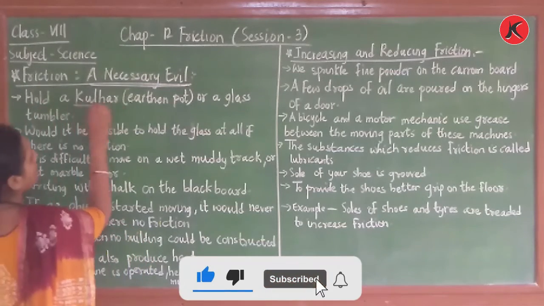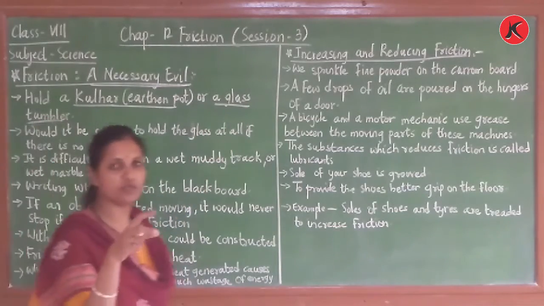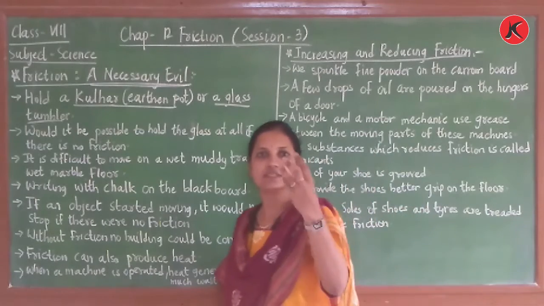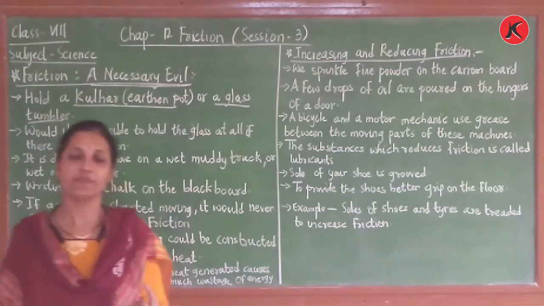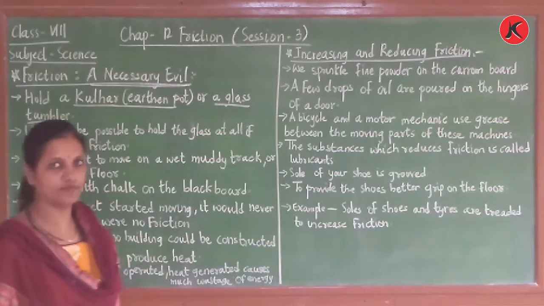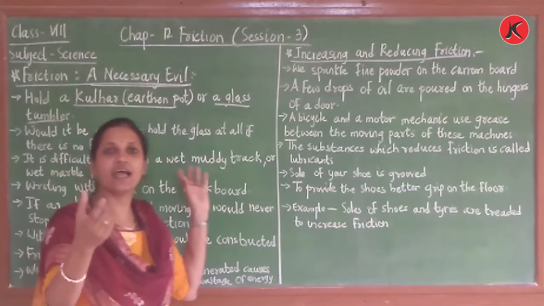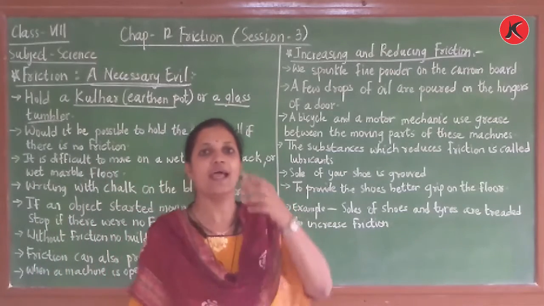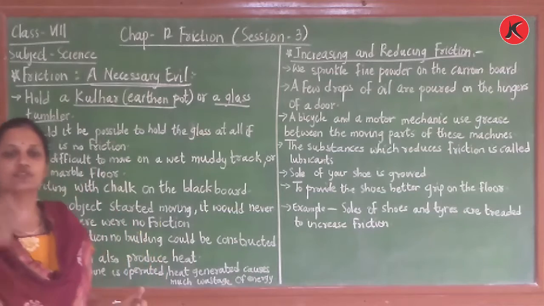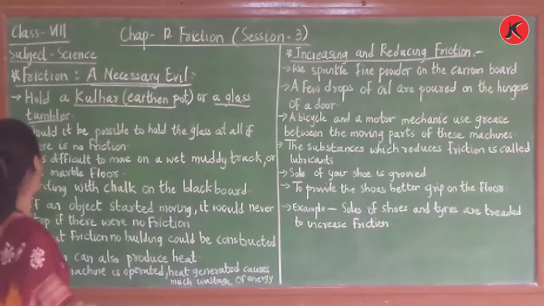First, hold a cooler, that is, an earthen pot or a glass tumbler. Now, without friction, can we hold any object? Otherwise, what will happen? That object will fall down. So because of the force of friction, we can hold objects, right? Because these earthen pots are rough, we can hold them, and glass is smooth, so sometimes it can slip also. So for the grip, we require friction between the two objects.